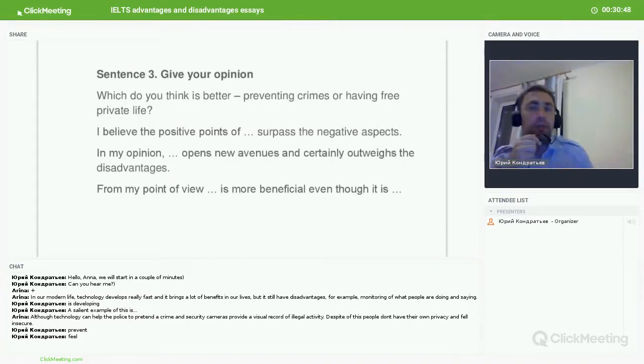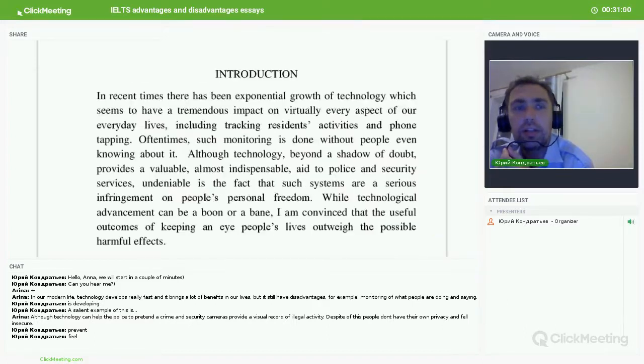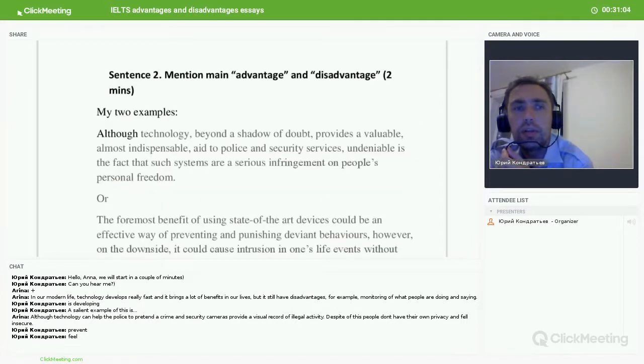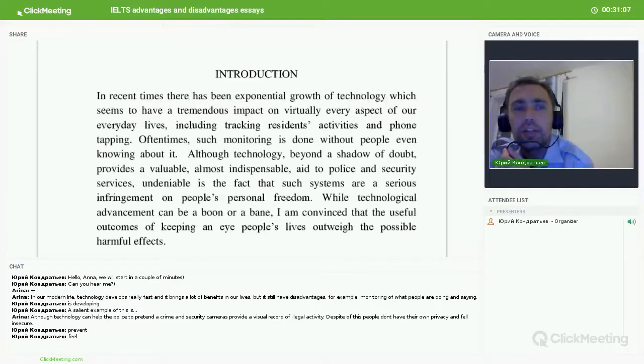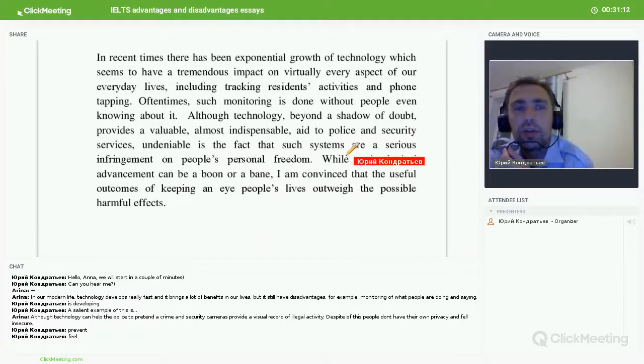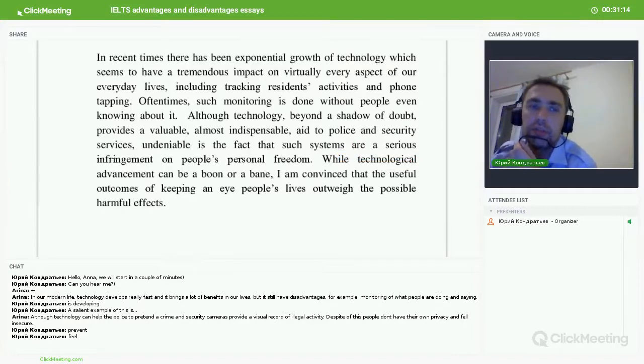All right, so if you have any examples of sentence 3 where you give your opinion whether advantages outweigh the disadvantages or not, you can copy them into the chat. And here is my example. Just a second. Well, it's going to be the last sentence of the introduction. So here it is. While technological advancement can be a boon or a bane, I'm convinced that the useful outcomes of keeping an eye on people's lives outweigh the possible harmful effects.